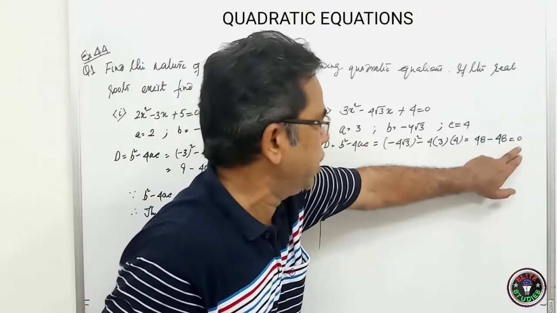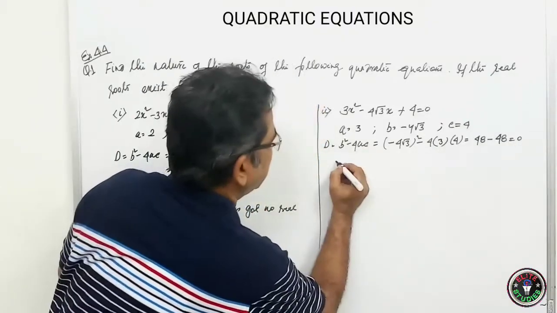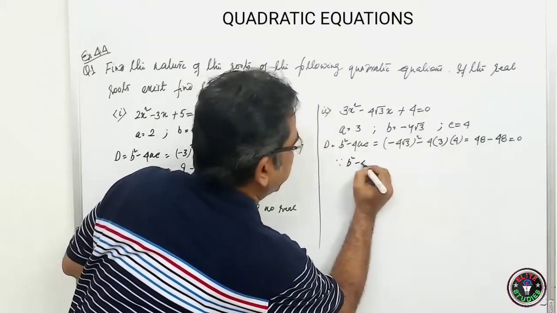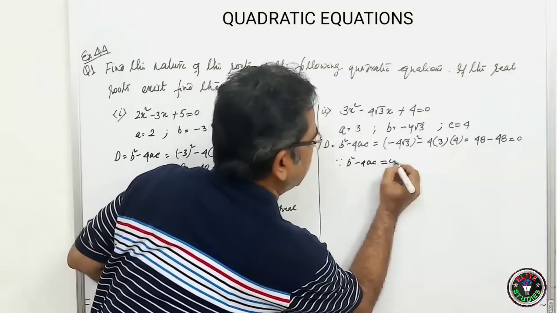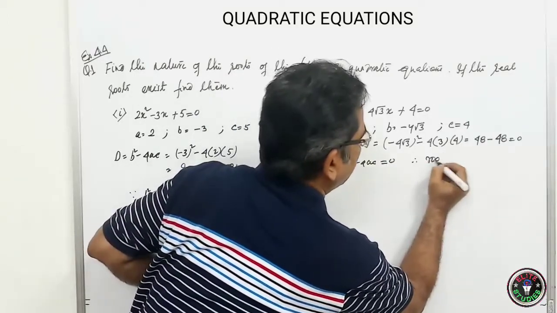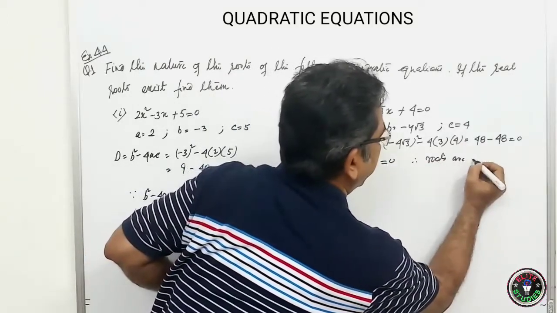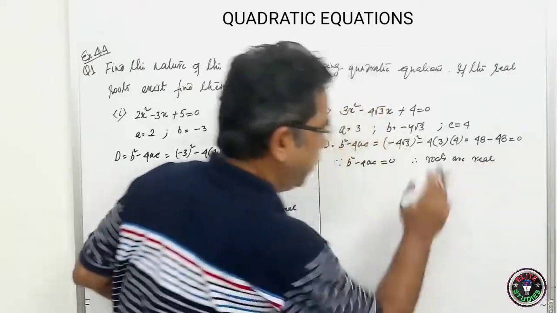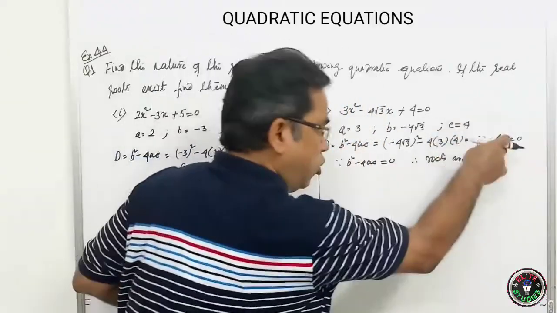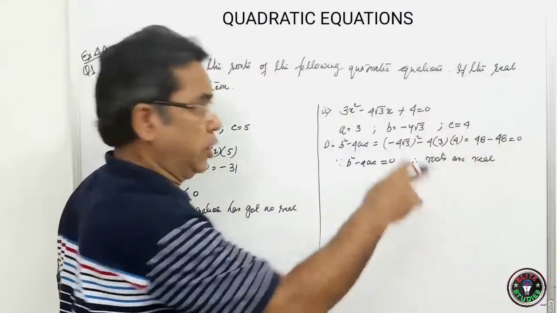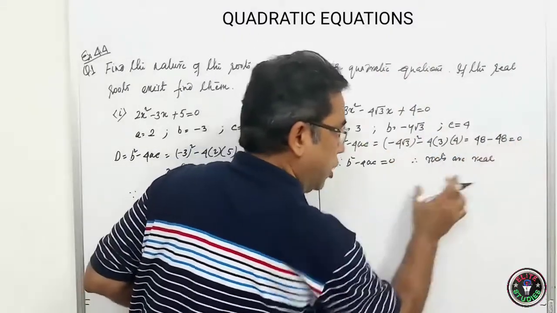So here the roots are real, since b square minus 4ac is equal to 0. Now we will see, since b square minus 4ac is equal to 0, so the roots will be equal.